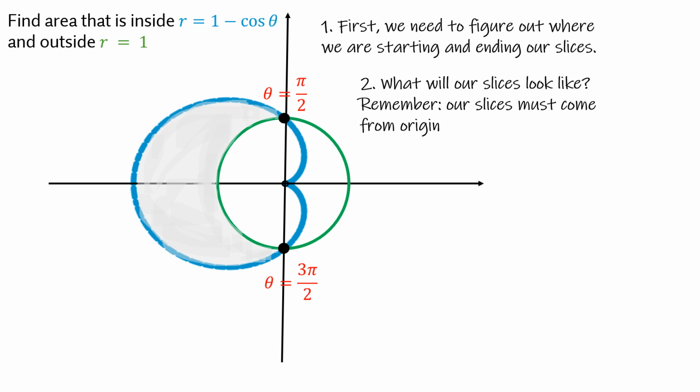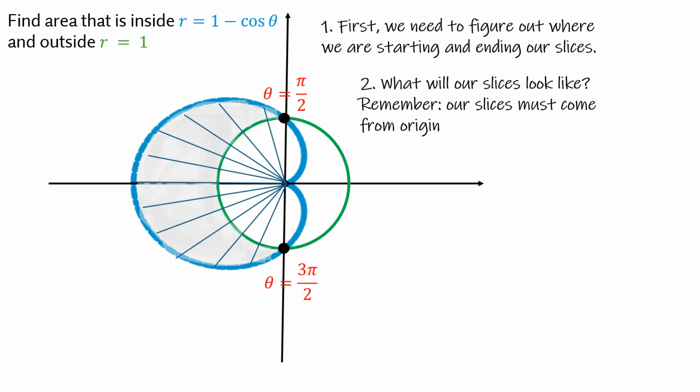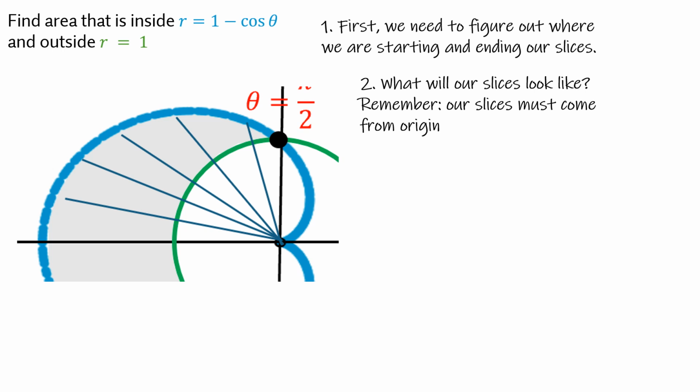So what will our slices look like? Let's ask that next, because really these are a little bit hard to work with. And remember, all of our slices are coming from the origin. We can't slice outside of the origin and use our area formula. So here are our slices starting at pi over 2 and running down to 3 pi over 2. Let's zoom in and take a closer look.